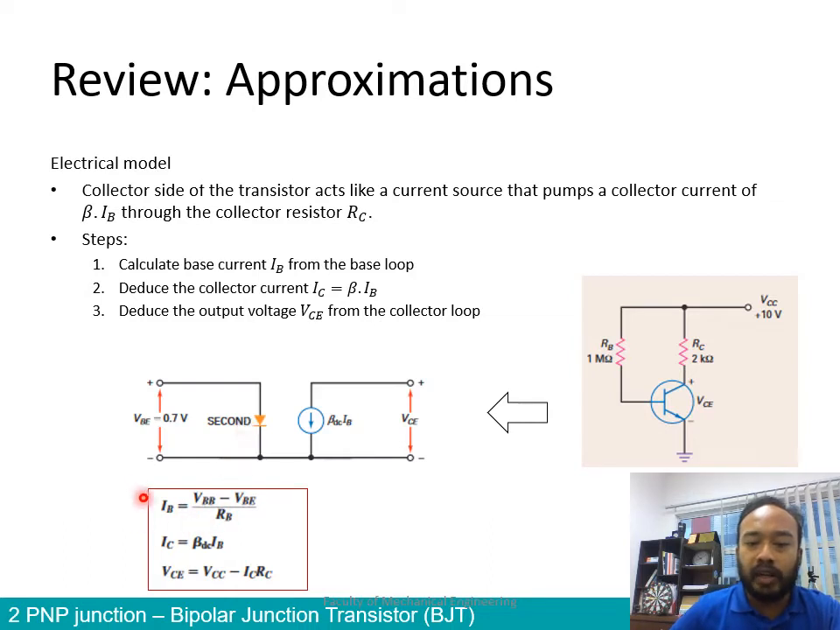Okay. So in summary, the equation that you need to look at is this equation. So calculating IB is equal to VBB minus VBE over RB. IC is beta multiplied by IB. So VCE is VCC minus IC RC.